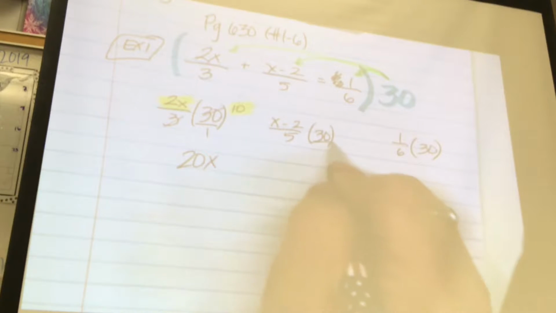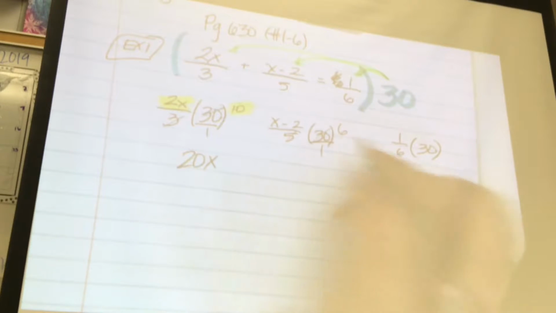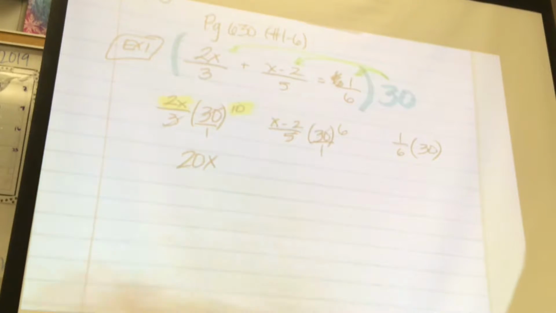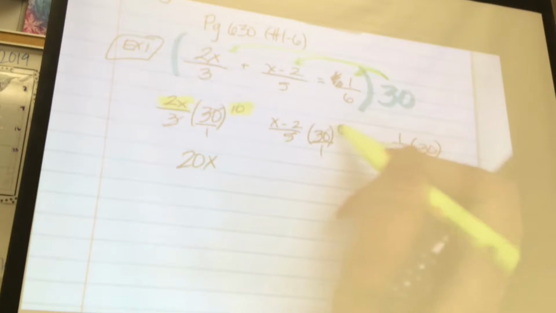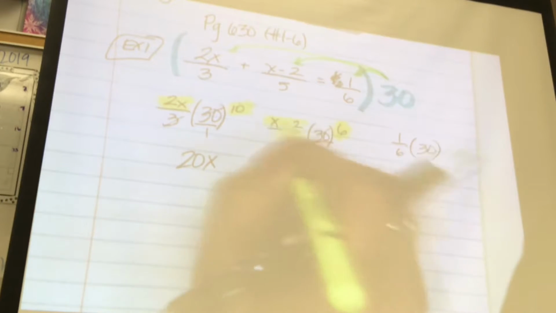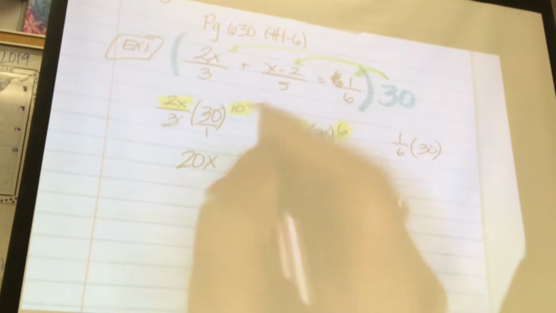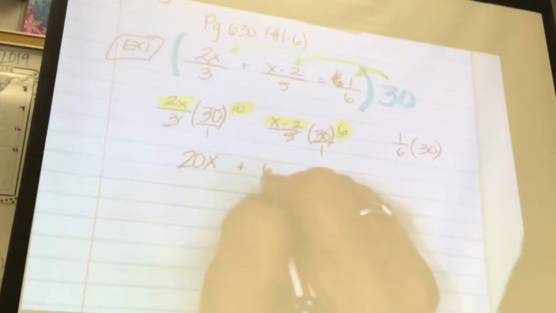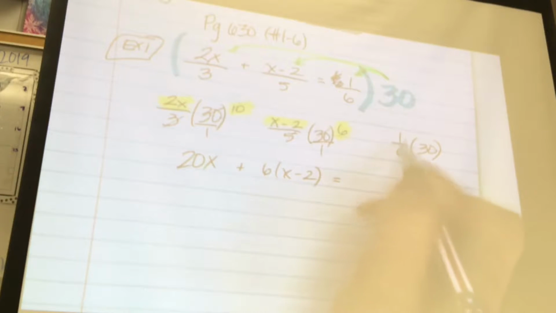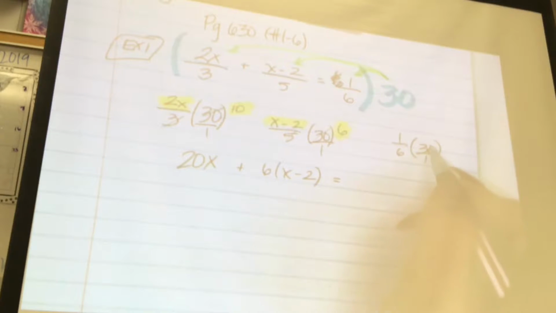Same thing here. If I put this 30 over 1, this 30 and this 5, 30 divided by 5 ends up being 6. So this second term becomes the 6 times the x minus 2. And that equals 30 times 1/6. Again, you put that over 1. 30 divided by 6 is just 5.